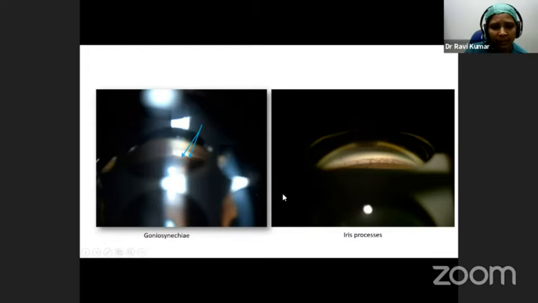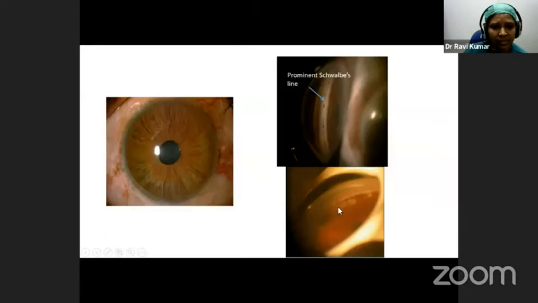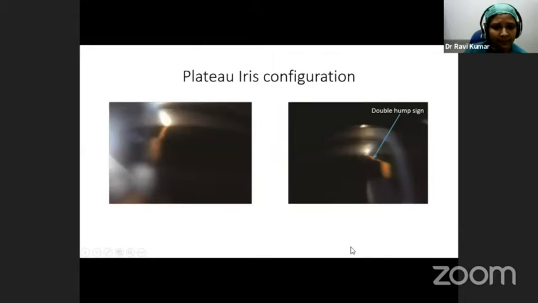So it is very important to differentiate these two conditions, because peripheral anterior synechiae is a pathological condition and iris processes is a physiological condition. Thick bands of iris processes can be seen in Axenfeld-Rieger anomaly, where you'll have an anteriorly detached Schwalbe's line and iris processes will be stuck to the Schwalbe's line.